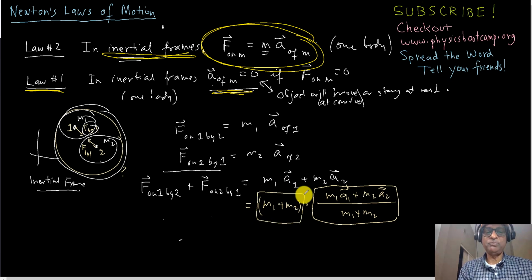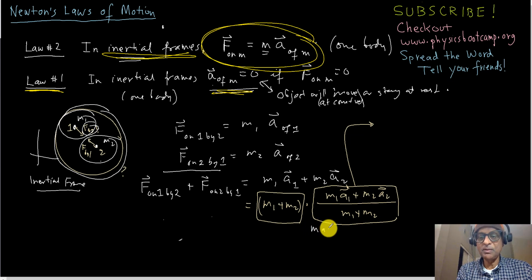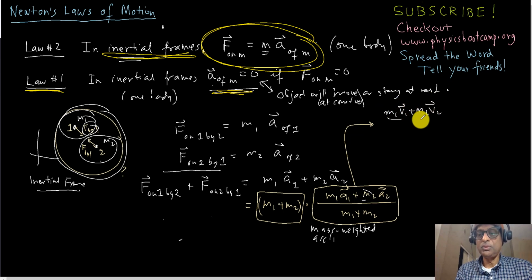So if I'm looking at this one, you can see the corresponding quantity is mass weighted acceleration. So some kind of acceleration where each one of the masses multiplies its acceleration. And we can say mass weighted velocity, so m1 v1 plus m2 v2 over m1 plus m2. So this would be mass weighted velocity. It has units of velocity, but it's just a mathematical thing.